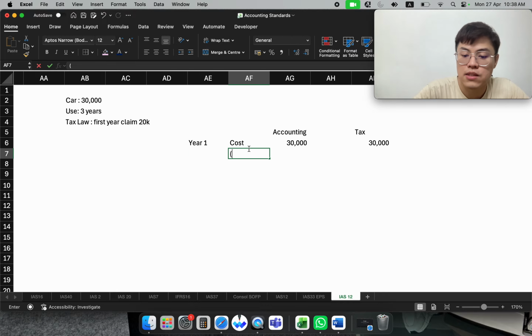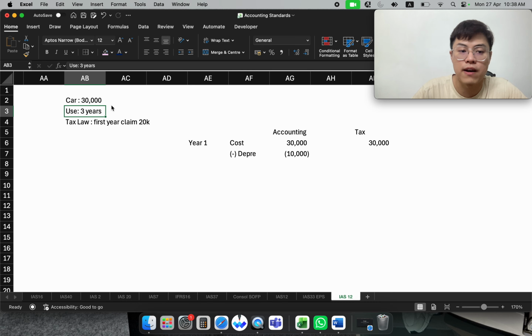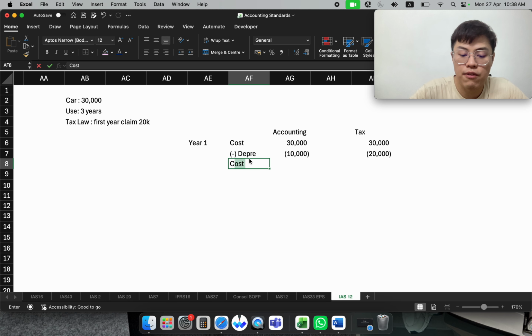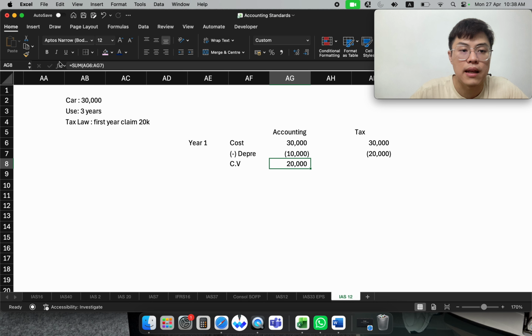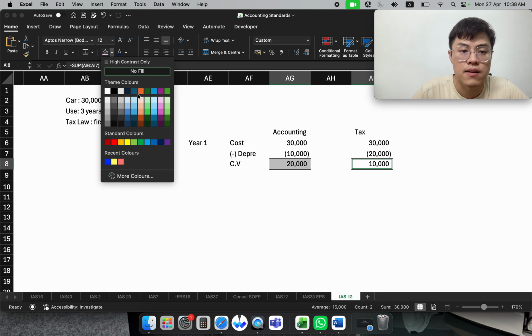And you need to minus your depreciation by 10,000 because your useful life is 3 years, so 30,000 divided by 3 is 10,000. For tax, in the first year you need to minus 20,000. So can you see the difference in treatment resulted in your carrying value under accounting being left with 20,000, but your tax base, or what we call the residual value in tax base, is 10,000. So there is a difference here.